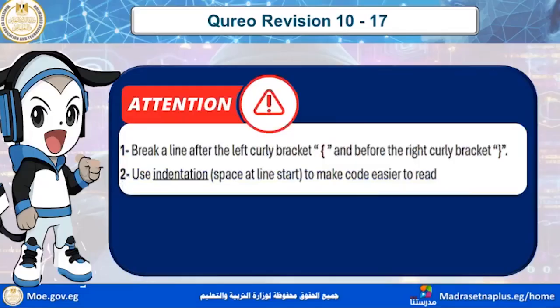Attention. Break a line after the left curly bracket and before the right curly bracket. We must break a line, okay? Break a line here means we have to write the last statement, then press enter and then write the curly bracket. Also, after writing the for statement, we have to use an indentation. An indentation here means a space at the line start to make the code easier to read.